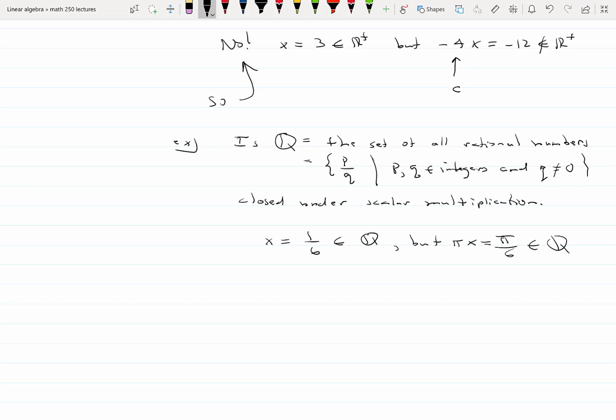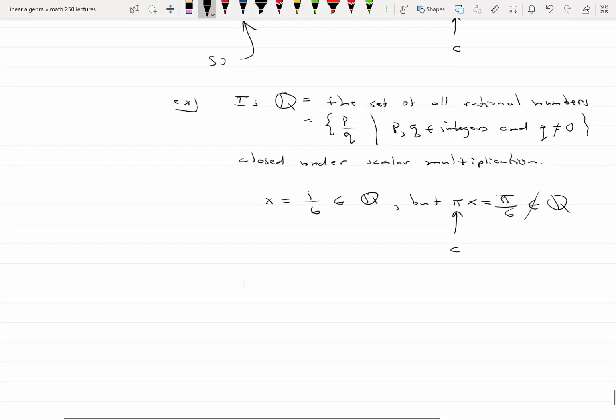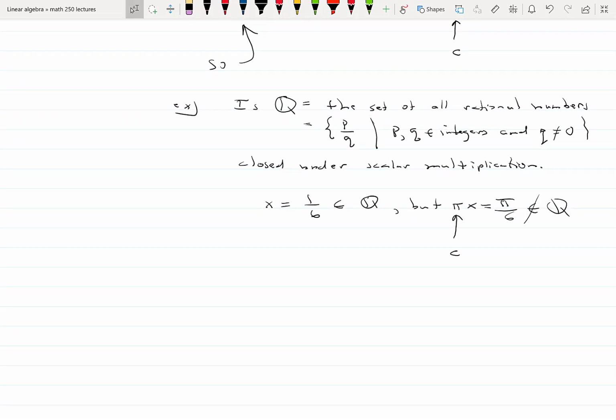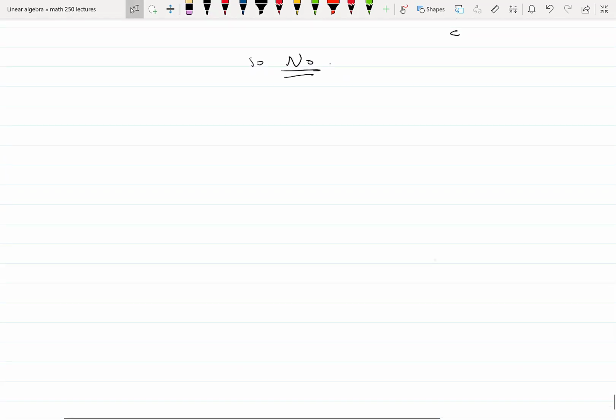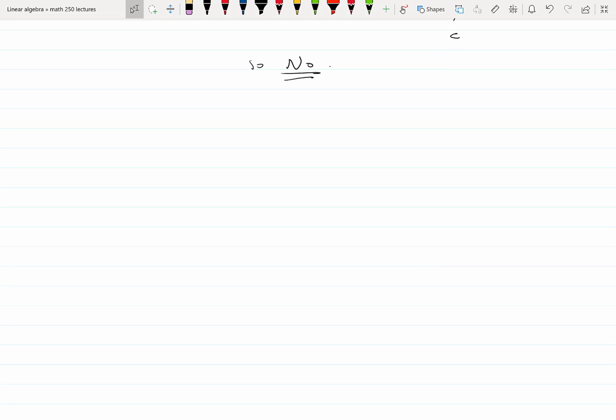I don't know what you would actually physically see the walls looking like, but I found a scalar multiple of 1/6 that is not in there. So that says it's not an element of Q. That says that Q is not closed under scalar multiplication. So no. Okay, closure properties are extremely important. Extremely important. Let's not get too lost in the definition.